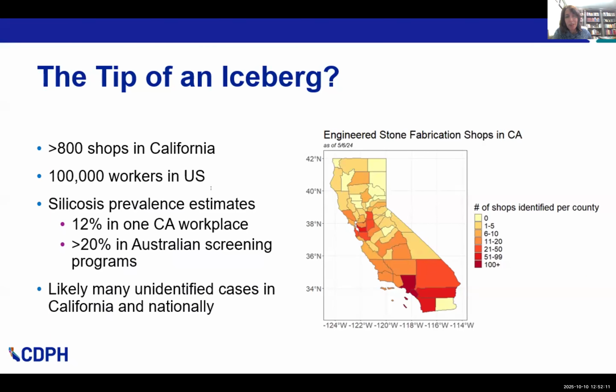And when we apply the prevalence that we got from chest X-ray screening of 12%, or if we look to our colleagues in Australia who have been using more sensitive diagnostic tests like CT scanning of the chest, and finding prevalences in excess of 20%, we suspect that there are thousands more cases that have yet to be identified, both in California and nationally.